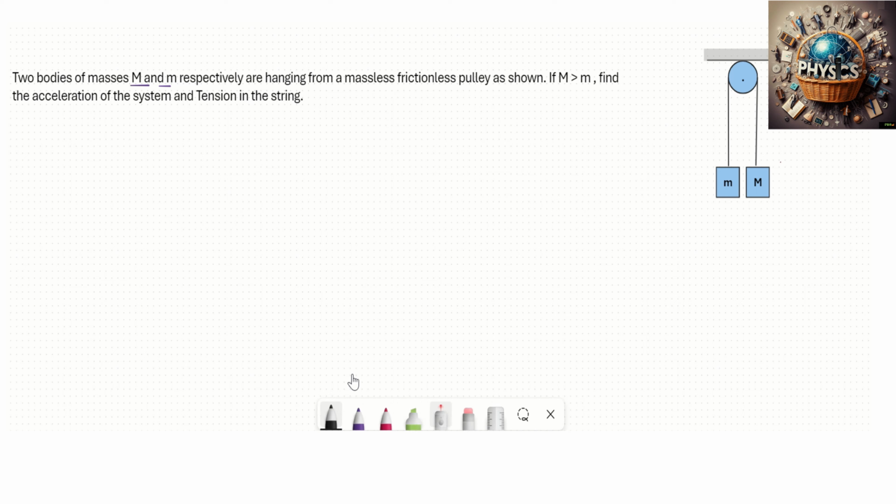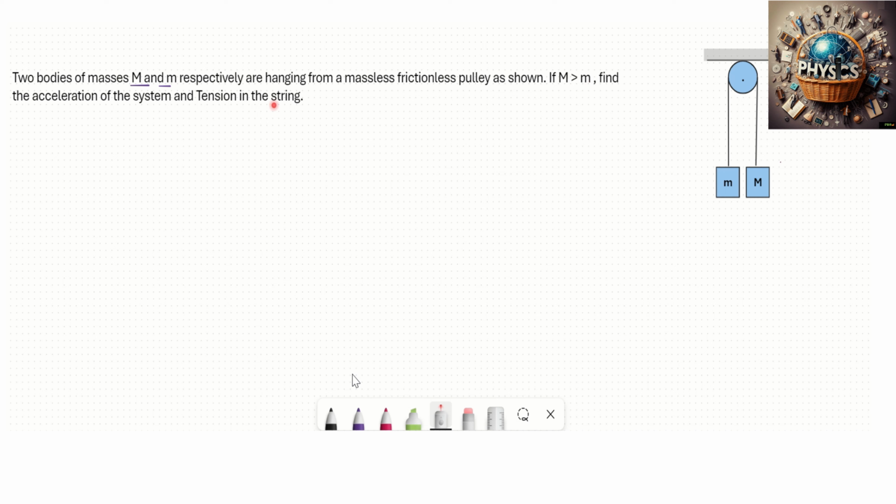So let's take this pulley question here. It says that there are two masses, capital M and small m respectively, hanging from a massless and frictionless pulley. So this pulley doesn't have considerable weight or friction, and in this case capital M is greater than small m, so the mass of this block is bigger than the second block. So we need to find the acceleration of the system and the tension in the string.